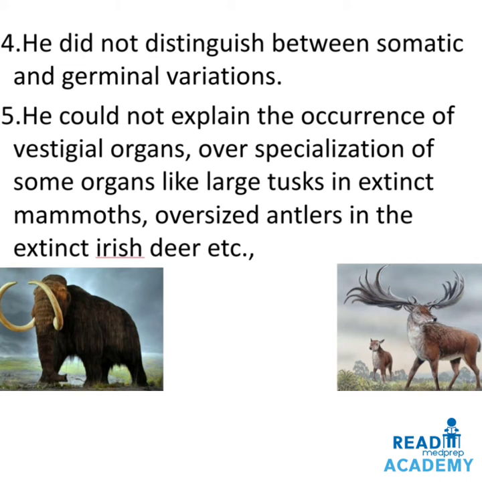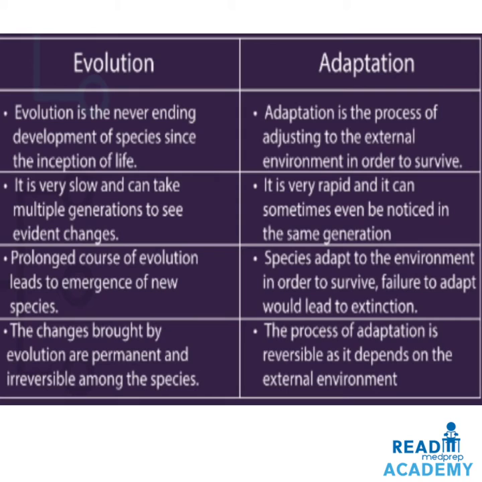So what are the differences between evolution and adaptation? Evolution is the never-ending development of species since the inception of life. Adaptation is the process of adjusting to the external environment in order to survive. Evolution is very slow and can take multiple generations to see evident changes, whereas adaptation is very rapid and can sometimes even be noticed in the same generation. Evolution in the prolonged course leads to emergence of new species. Species adapt to the environment in order to survive. Failure to adapt would lead to extinction.